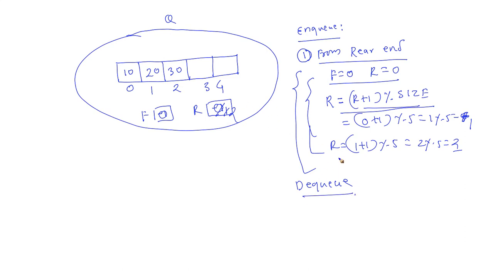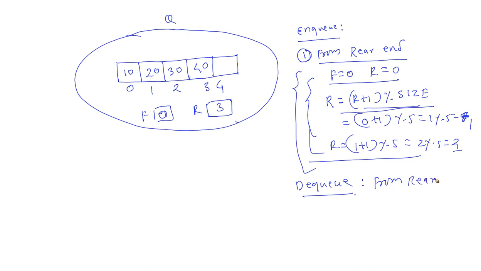Let me perform one more NQ operation, and that NQ will make R2 become R3. If I perform one more NQ operation, what will happen? R will become 3, and we'll insert on this location. So R becomes 3, and we inserted on the third location, right? So that's a normal NQ operation.